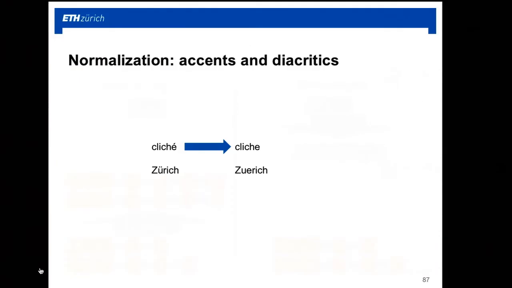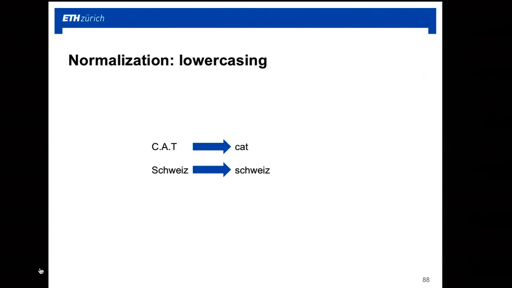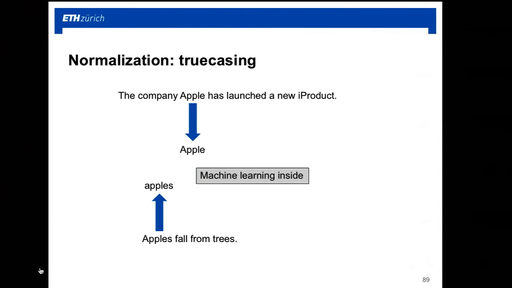Okay, so when to expand? So then there's plenty of other things. Here I'm just quickly going over it. You can remove accents. It's called diacritics for the linguists. Cliché, cliché. You can replace the umlauts with the additional E and so on. You can lowercase everything, even though it may not always be a good idea. But that's also something that is typically done, lowercasing everything.